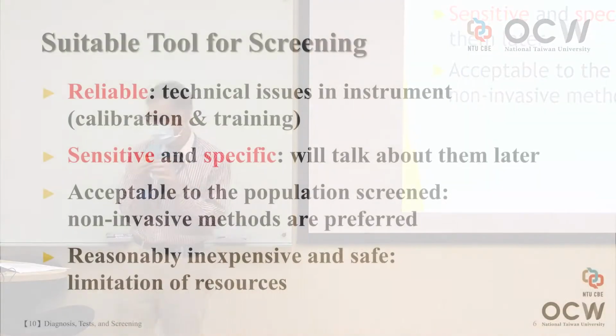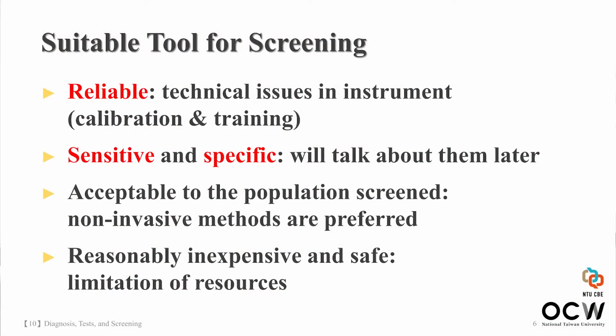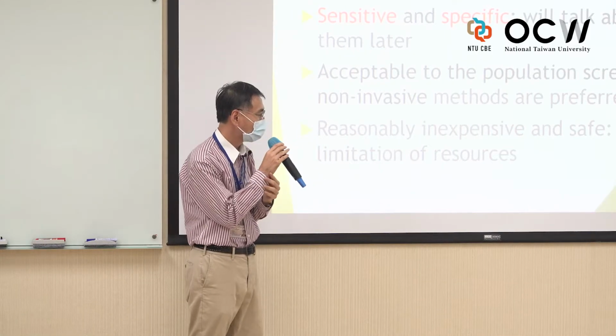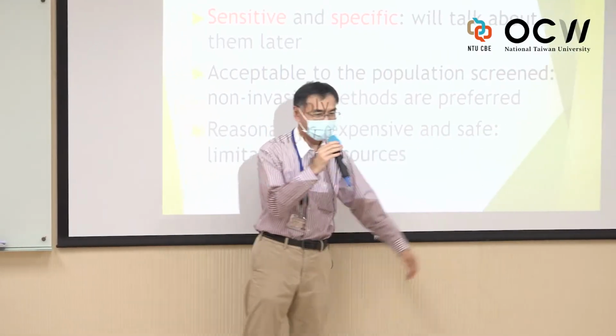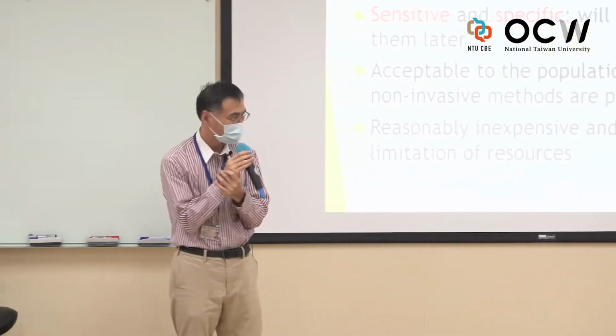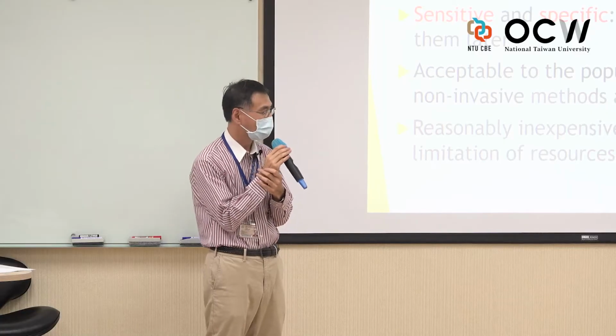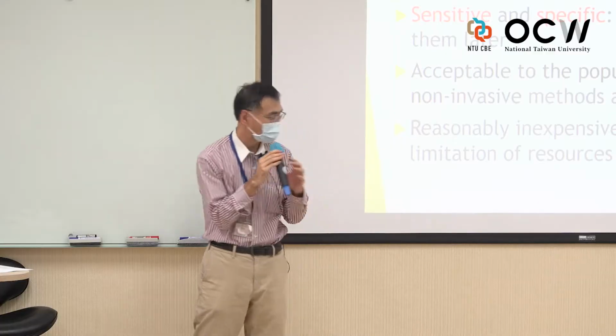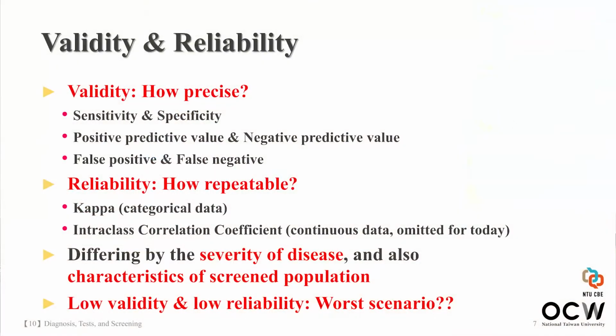So there are a lot of things. Of course, it has to be reasonably inexpensive and safe because we are going to apply the screening tool to the population, right? So the cost will be very high. So it will be better if it's cheaper. It has to be safe, so that even the vulnerable group of people will not be harmed by the screening. Okay, because we have limited resources. And validity and reliability are two major groups of indicators about the performance of the screening tool.